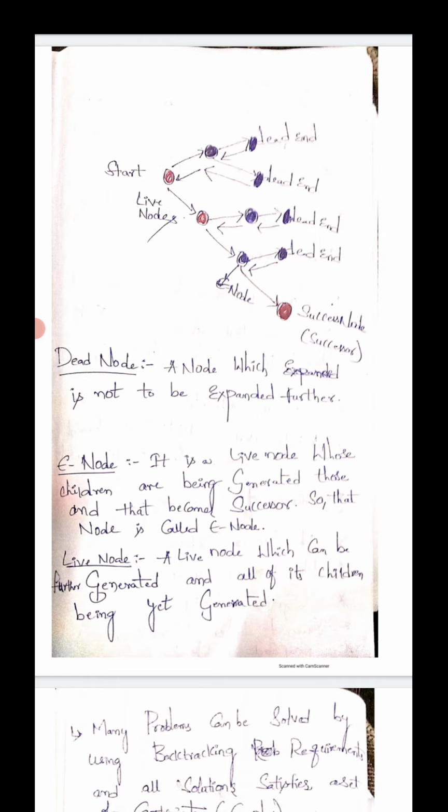A dead node is nothing but a node which is not to be expanded further. A live node is one which can be further expanded, with all of its children yet to be generated. This is the diagrammatic representation: start node, live nodes, E node, and the last node should be a success node, in the sense of a successor.